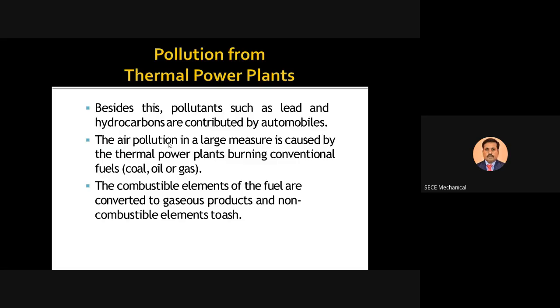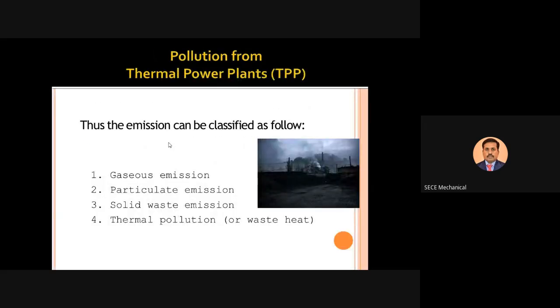So combustion is the main aspect in a thermal power plant. The combustible elements of fuel are converted into gaseous products and non-combustible elements like ash. Here, the combustible element gases are SO2, CO2, CO, all in gaseous form, and the other one is ash, a non-combustible element. So this can be controlled, otherwise it will create a lot of environmental pollution.